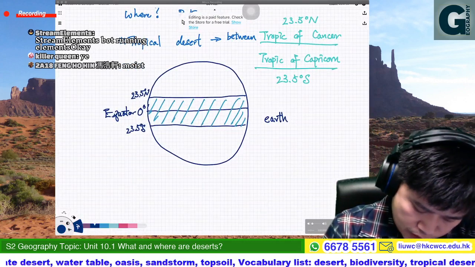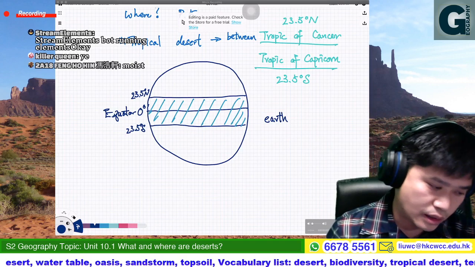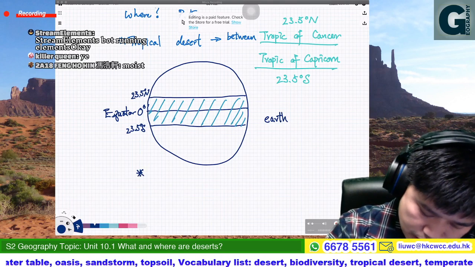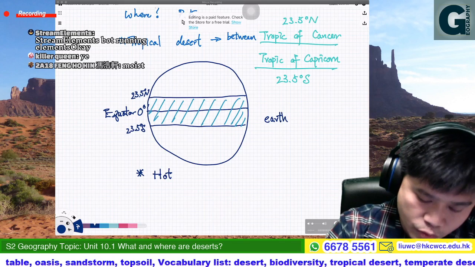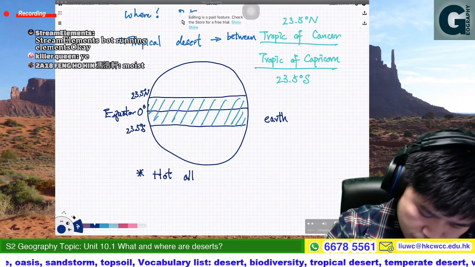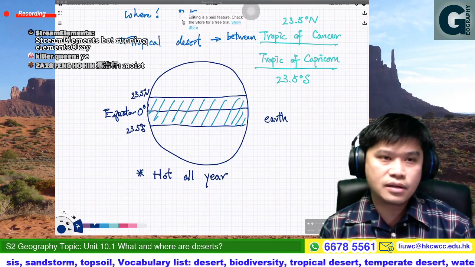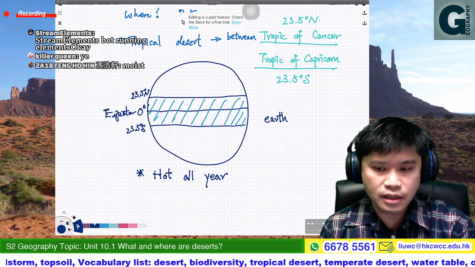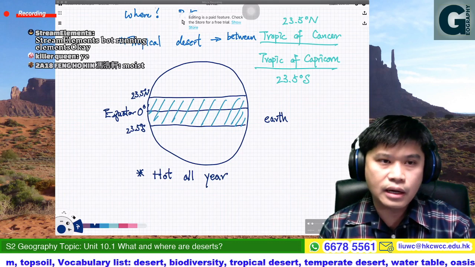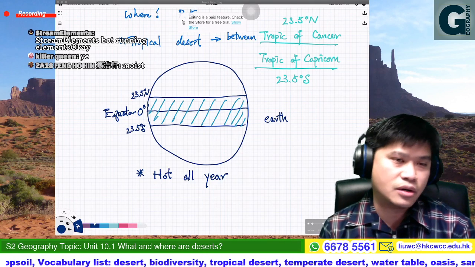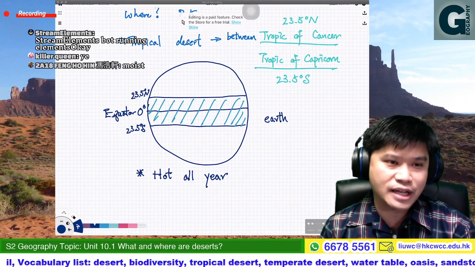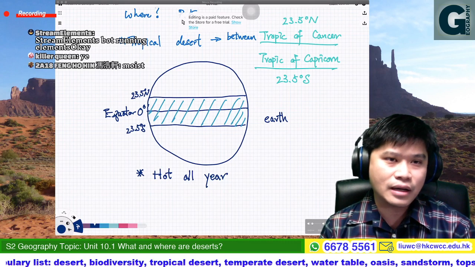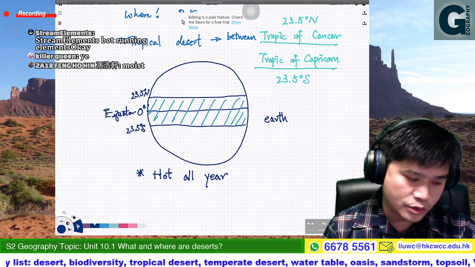Then what would be the characteristic of tropical desert? The first one, very important, is that it would be hot all year. For the whole year, it would be very hot. Sometimes you may hear that in the desert at night it could be a little bit cold, but for tropical desert, even at night the temperature could still be high. I will show you some examples later.